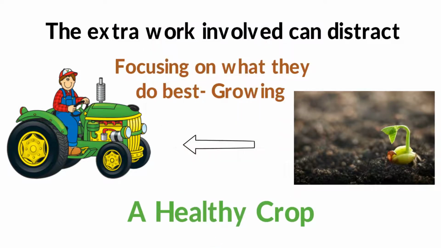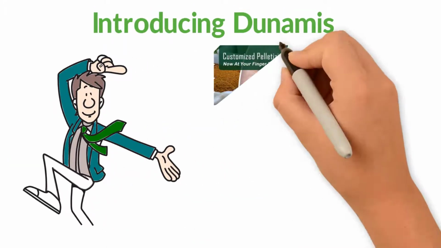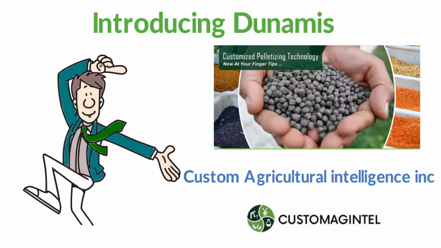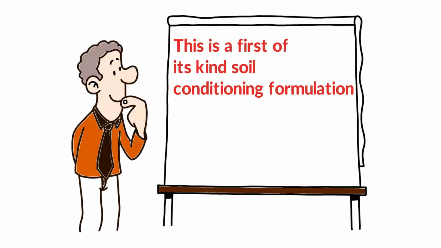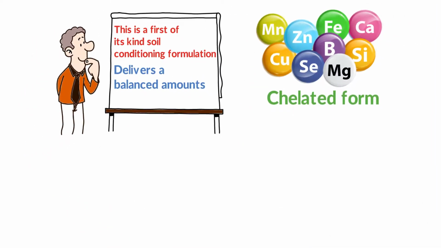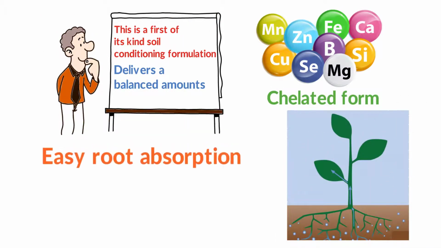Introducing Dunamis, a customized, micronized, chelated prill by CustomAgIntel, Inc. This is a first-of-its-kind soil conditioning formulation that delivers balanced amounts of micronutrients in their chelated form for easy root absorption and improved soil health.